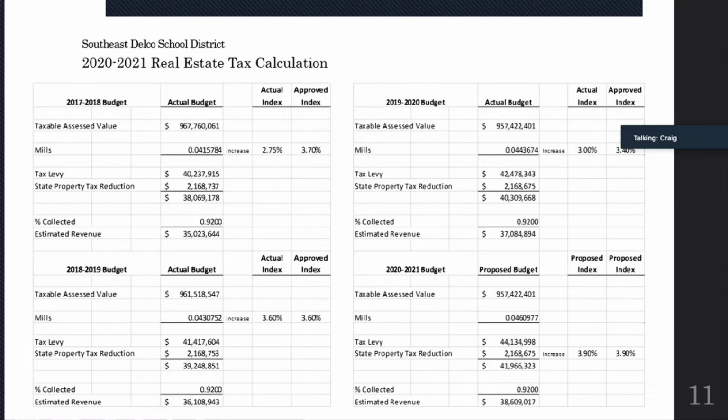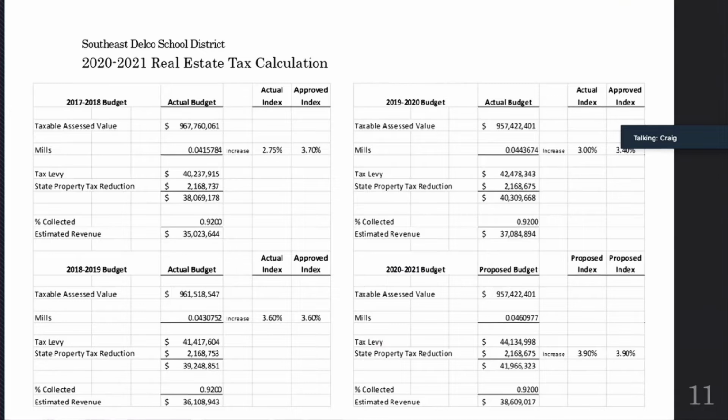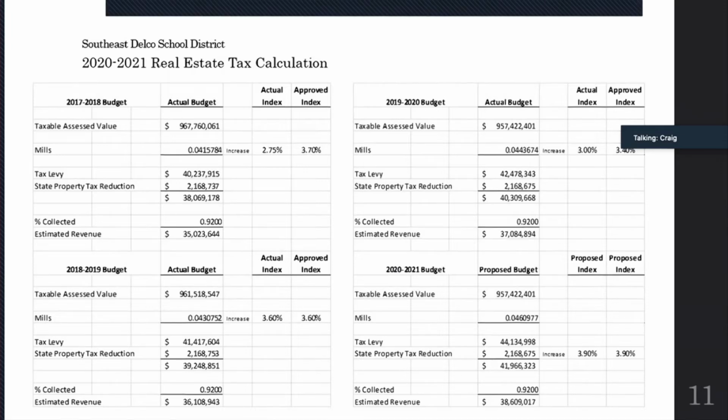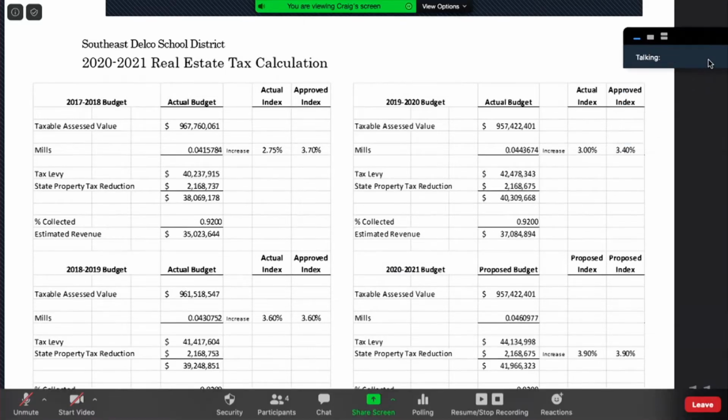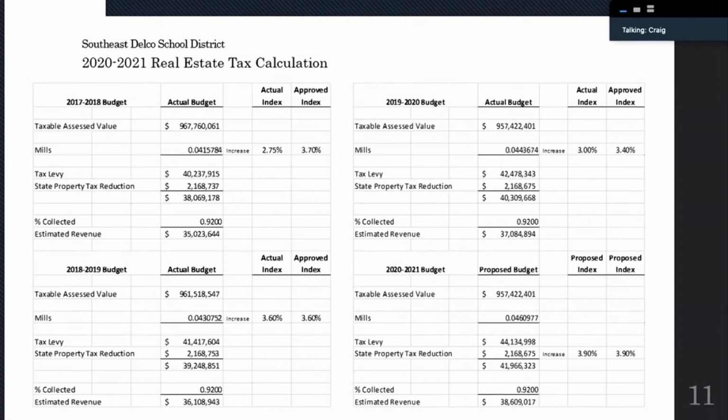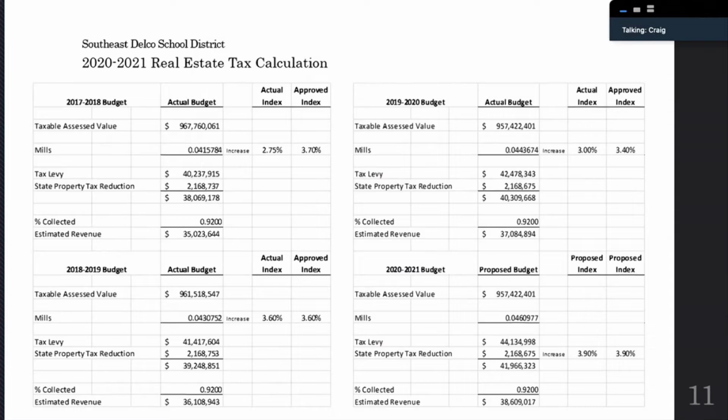This is another sheet just to get a sense of how taxes are collected. Taxes are collected based on the taxable assessed value, and then there's a starting point for millage. In 1718, the millage was at 41.5784. The other important thing to recognize is that the state, the Department of Ed, will calculate our index that we can increase local revenue.